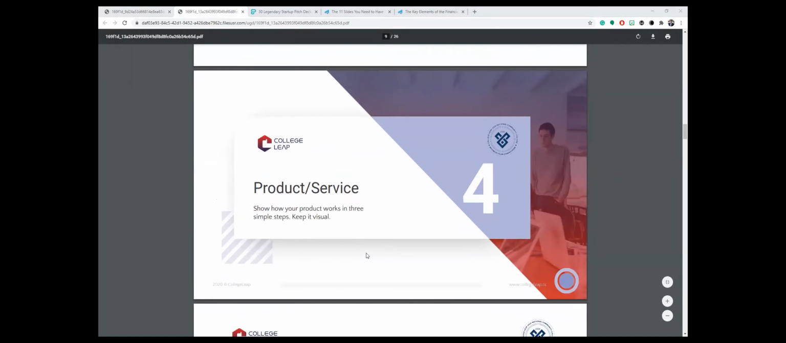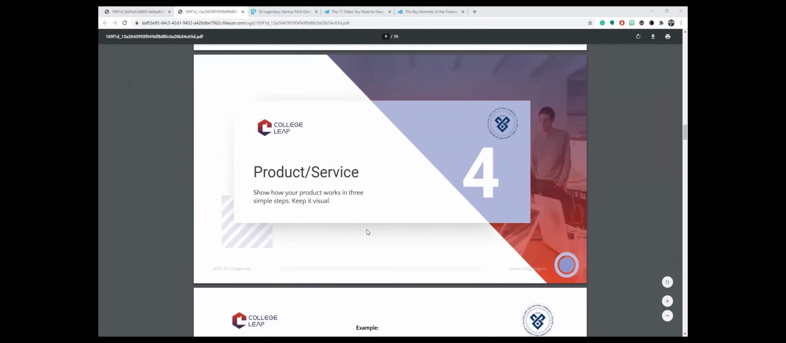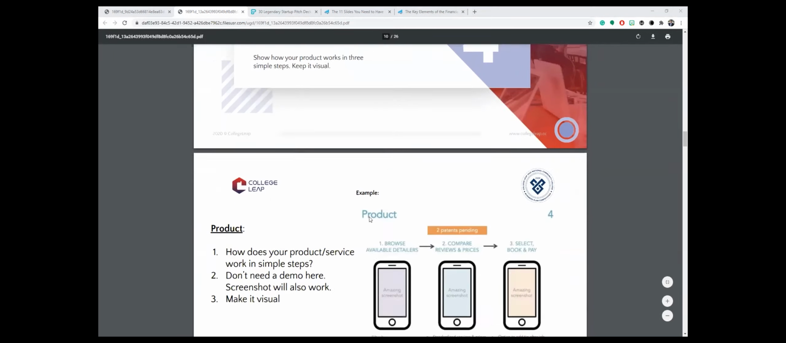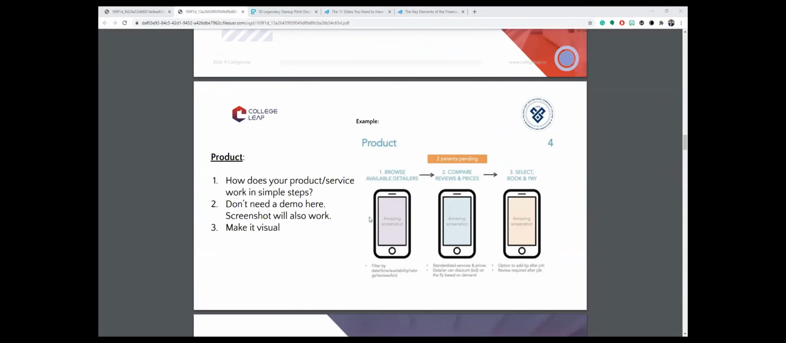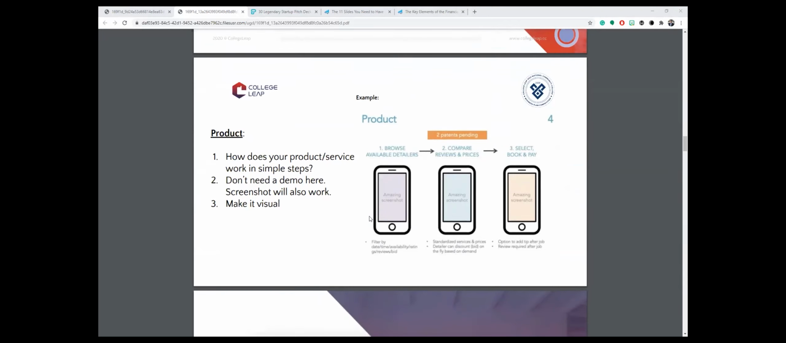Next is, what is the product and service? Show us the product and service in three simple steps. Make it a key visual, like your hook. This is your opportunity to go a little bit more in depth. Once they visualize the problem, the issue, then you want to go into what exactly is the product or service that you're supplying to people. What are the steps to what you're doing?